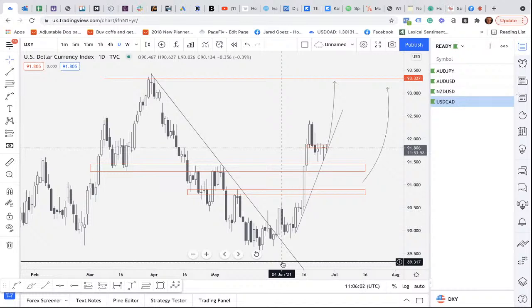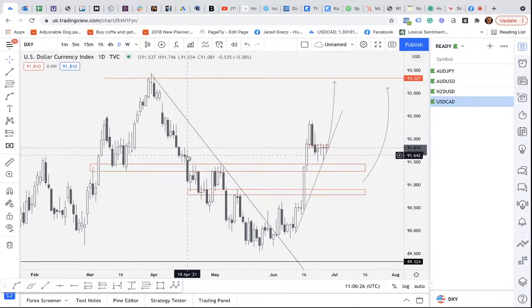introduce some form of tapering in the economy, which would of course be negative for the dollar. Now, how long that will take to roll out, nobody really knows. My guess would be that we as technical traders, people who are trading the markets, would take this dollar price and push it further back up to the original starting point of the bearish trend, which is roughly, as you can see in red, 93.327.